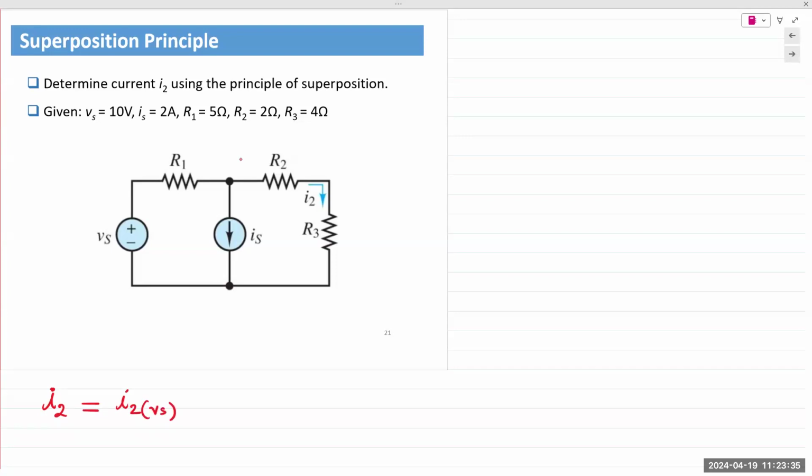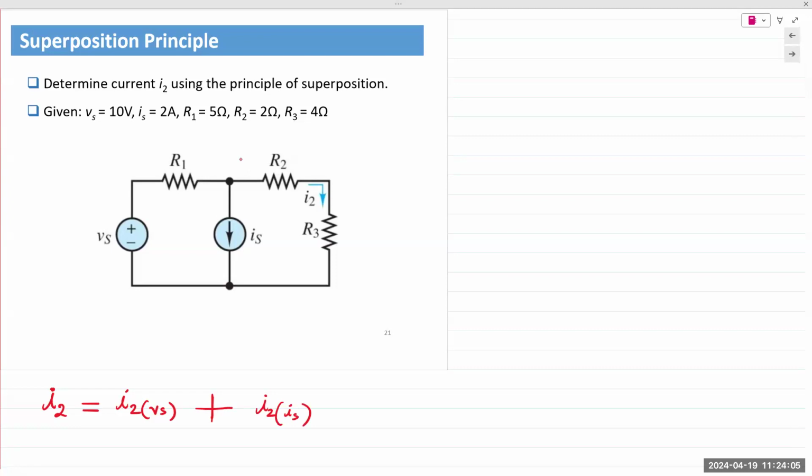When you divide the circuit, you can label the pieces whatever you want. I'm going to label them I2 due to VS and I2 due to IS. You can simply call them IX and IY, or IA, IB, it doesn't really matter. I2 due to VS, I2 due to IS.